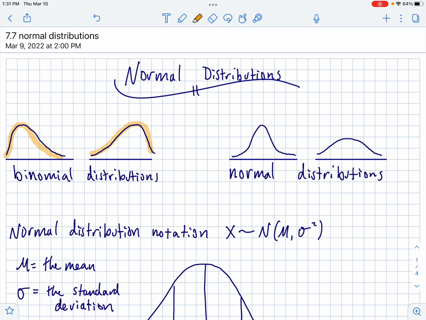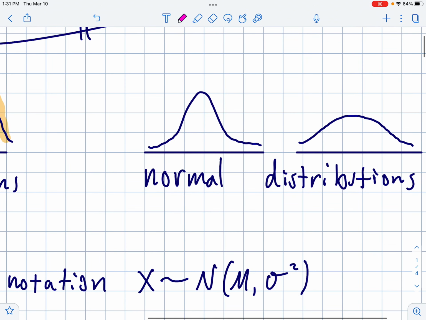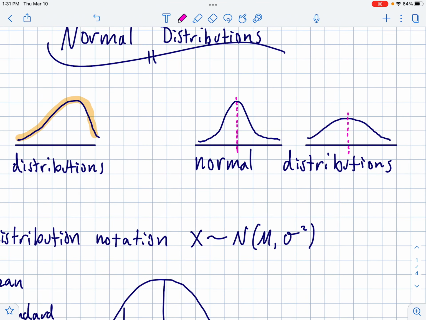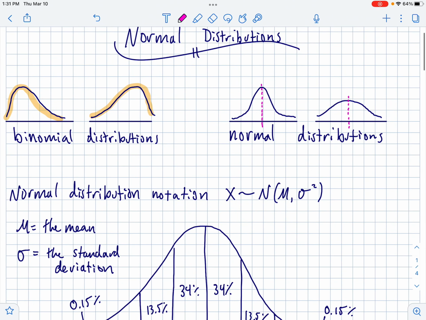Binomial distributions can sometimes be curved to one side or the other, but normal distributions always have a perfect symmetry right down the middle that you could fold right over. Now, they might look a little more squished or bunched together based on the standard deviation, but they will always have that horizontal symmetry.